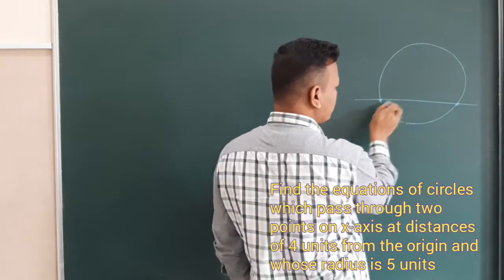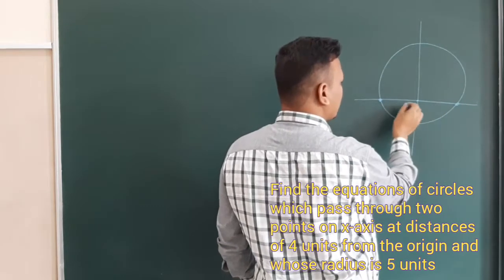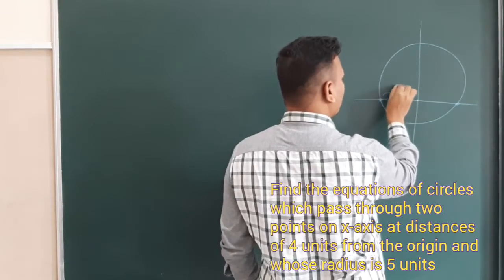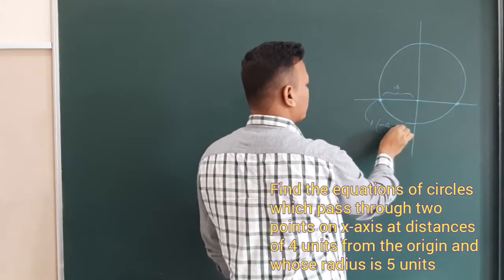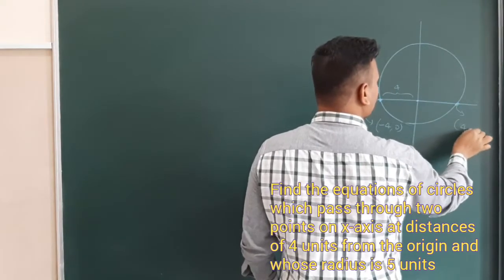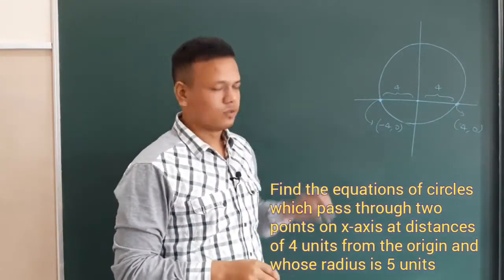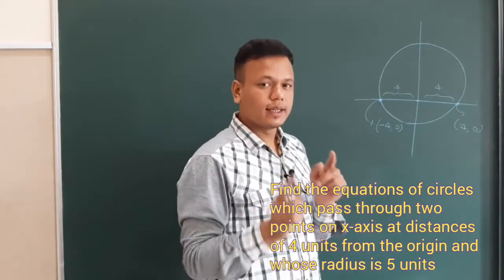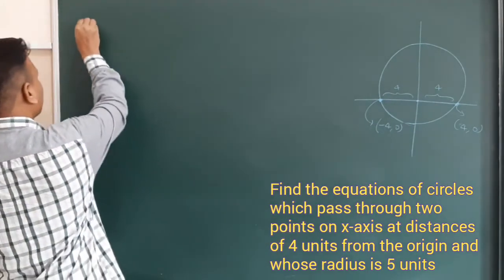And the distances of these 2 points from the origin. If this is my origin, then this is at a distance of 4, and this is also at a distance of 4. So if this is my 4, then what will be the coordinate of this? This is in the negative, so it has to be minus 4 comma 0, and this coordinate has to be exactly 4 comma 0, because this is also 4, right? The question is, find the equation of this. First and foremost, we know the radius, right? So our aim is to find h comma k, that is the center. Let me write the solution for this. This is my question number 10.